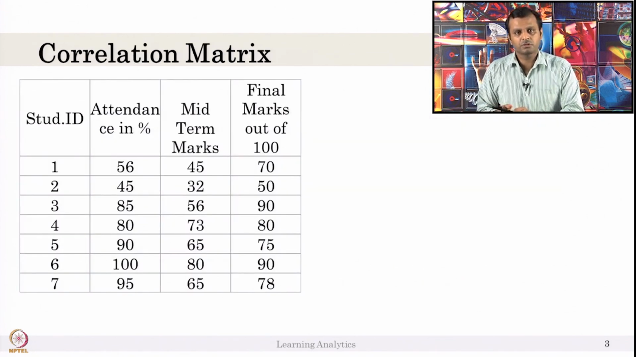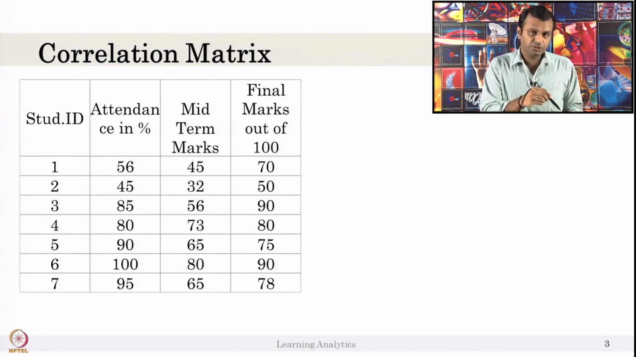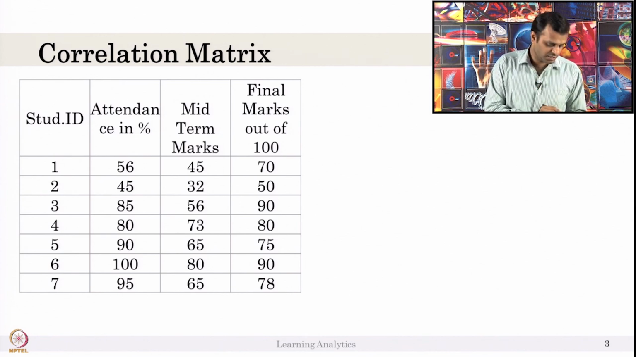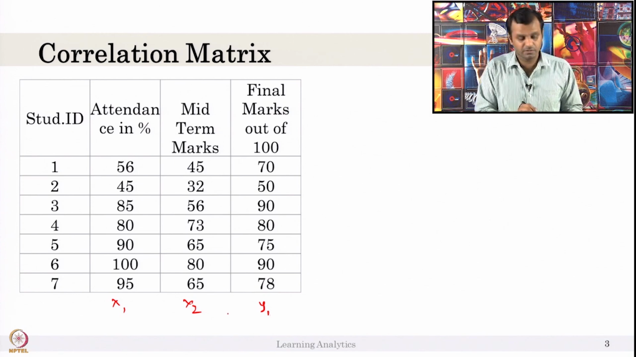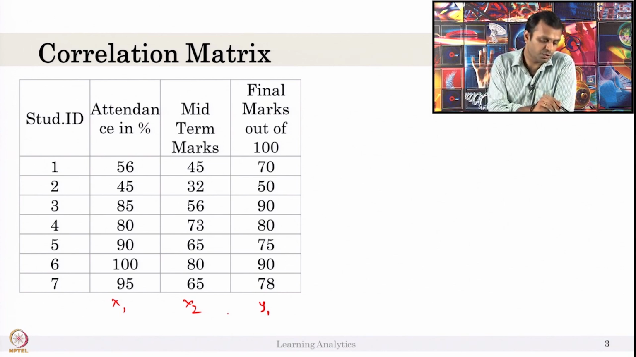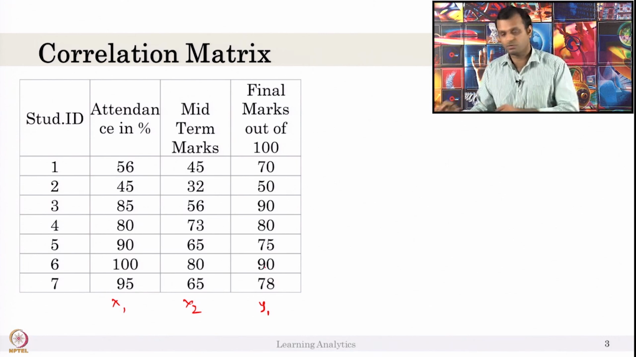Let us look at the other example. We have attendance, midterm marks and the final marks in the semester. Now we have 2 independent variables, x1 and x2, and 1 dependent variable. We can compute the correlation between these values, like what is the correlation between attendance and final marks, and what is the correlation of midterm marks and final marks, right. Let us look at that.